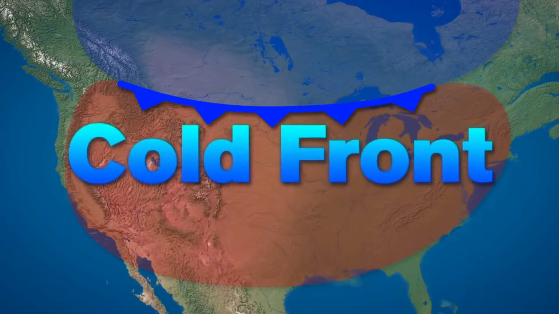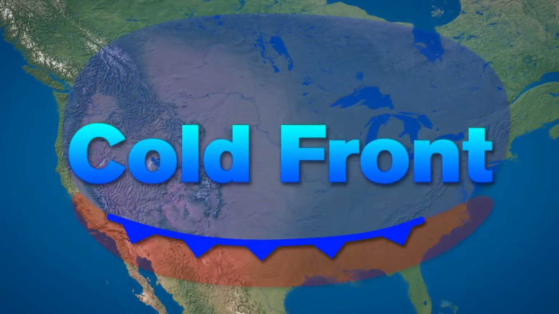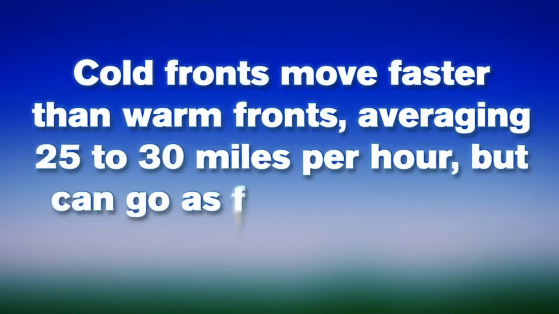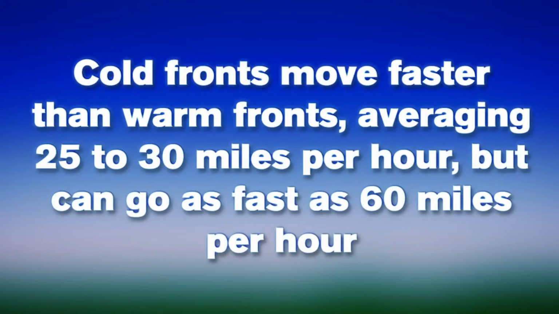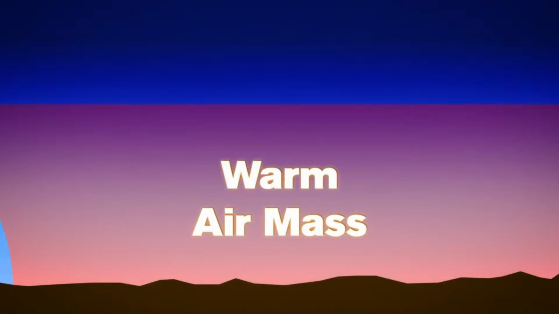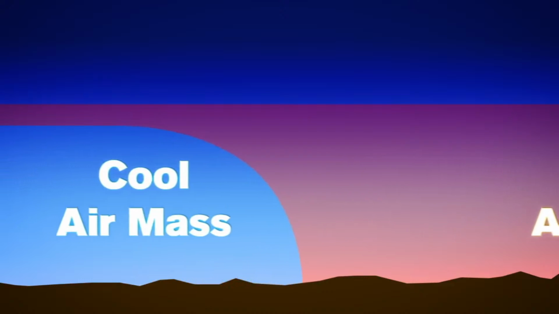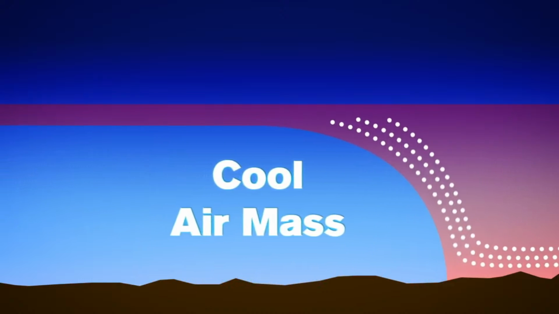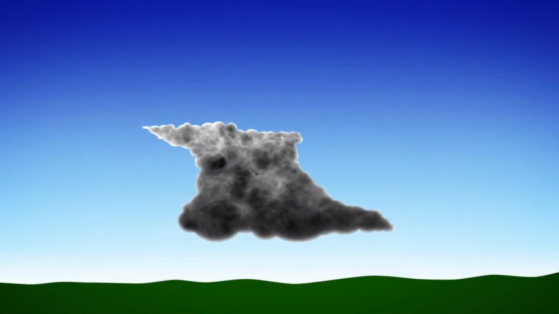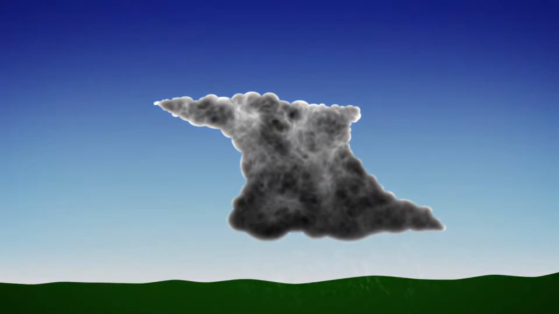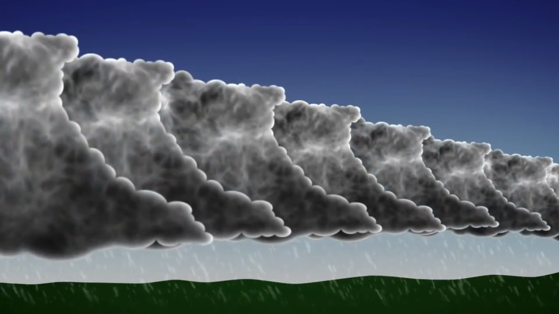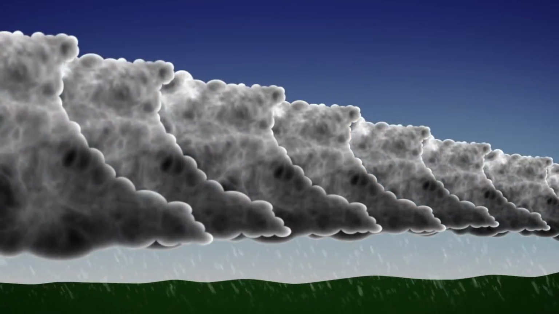A cold front occurs when cold, dense air overtakes warmer air. Cold fronts move faster than warm fronts, averaging 25 to 30 miles per hour, but can go as fast as 60 miles per hour. Cold fronts stay close to the ground and have a steeper angle than a warm front. They will move across the ground and lift existing air at a very rapid rate. This rapid upward motion will cool the air and form cumulus clouds, which could eventually develop into thunderstorms or even form a line of thunderstorms called a squall line. Once the front passes, the weather will clear and improve with general wind flow from the west-northwest.